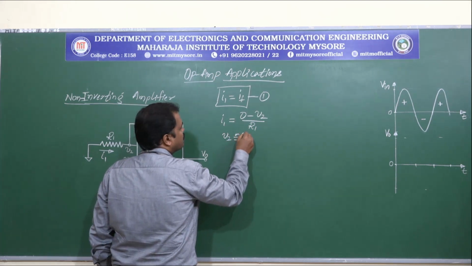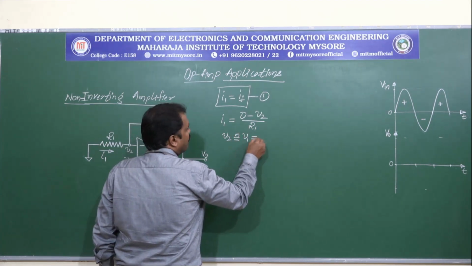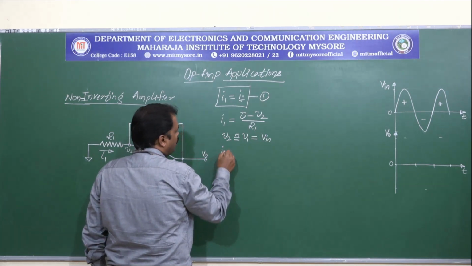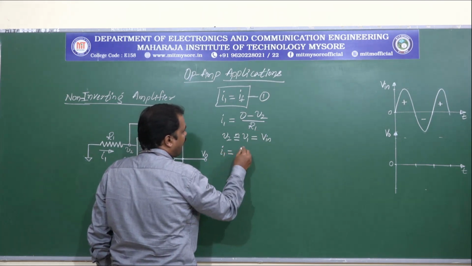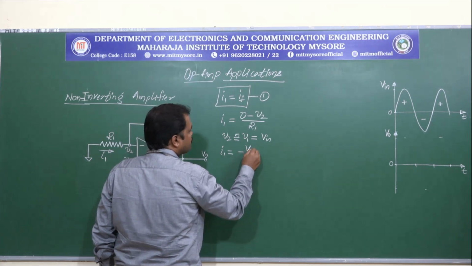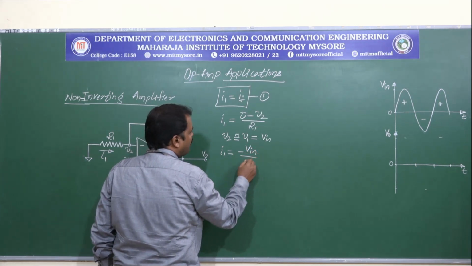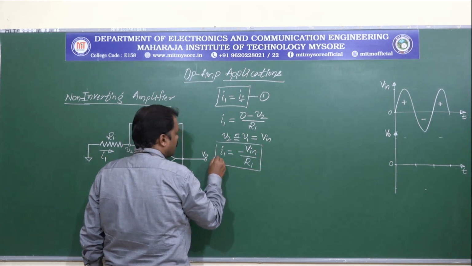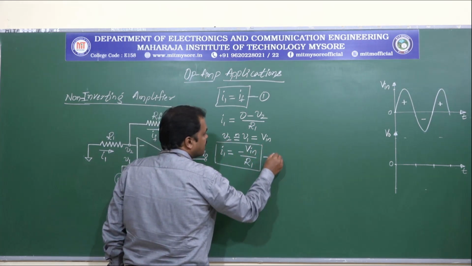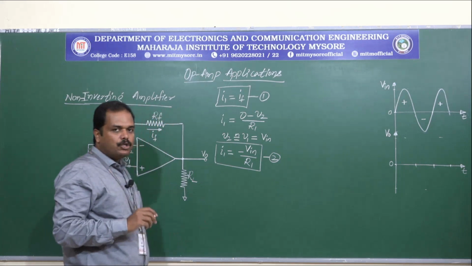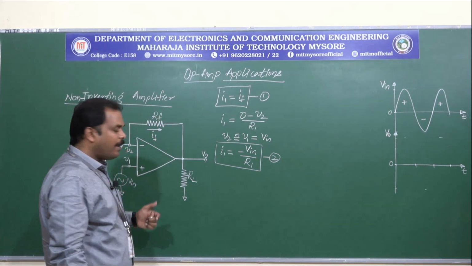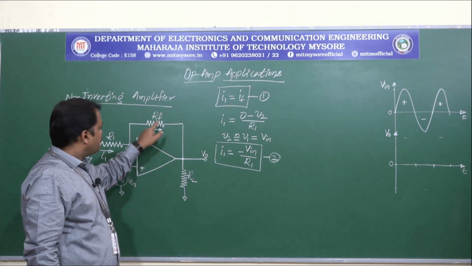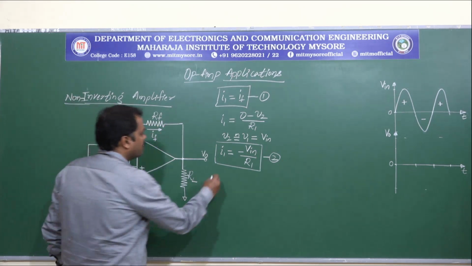V2 is approximately equal to V1, which is equal to Vin. So I1 can be written as minus Vin divided by R1. Let us consider this as equation 2. Now again applying Ohm's law for this path, we will consider the value for If.